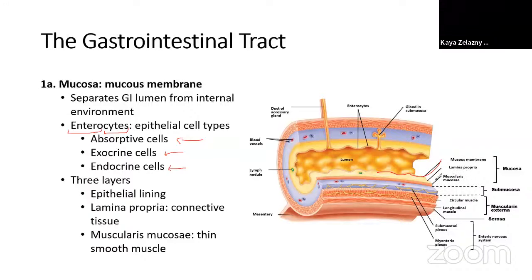There are other parts here within the mucosa. So we also have a connective layer, basically called the lamina propria. And then we're going to have a thin layer of smooth muscle called the muscularis mucosae. So what you don't want to do is confuse this muscularis mucosae with our outer layer of muscle, the muscularis externa. So we have two layers of muscle, one of which is part of this inner mucus layer.